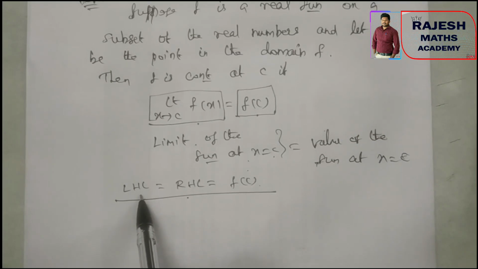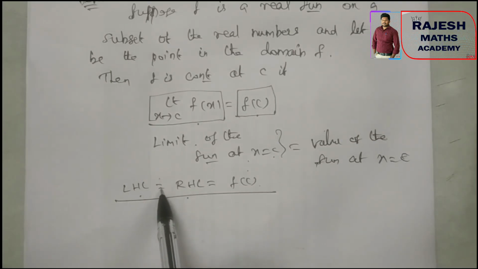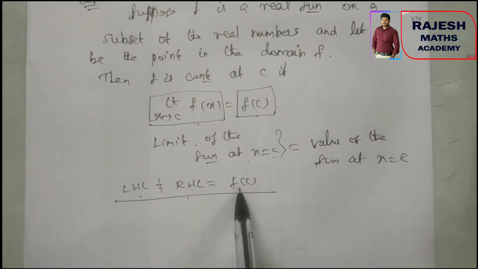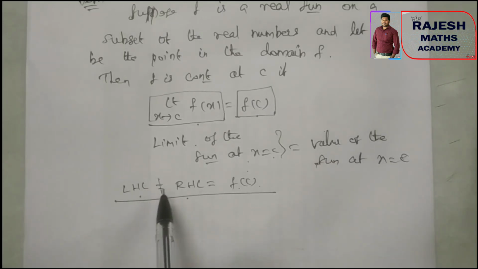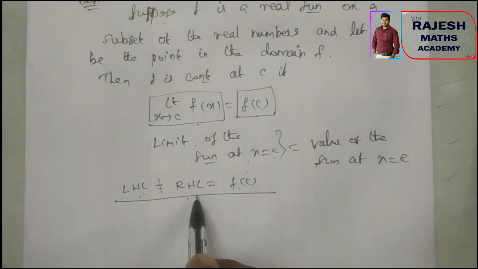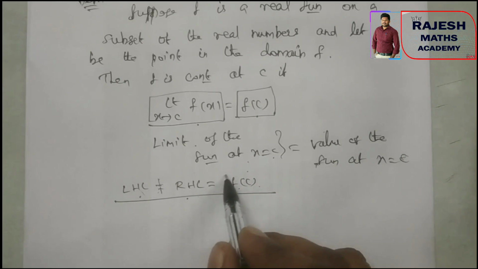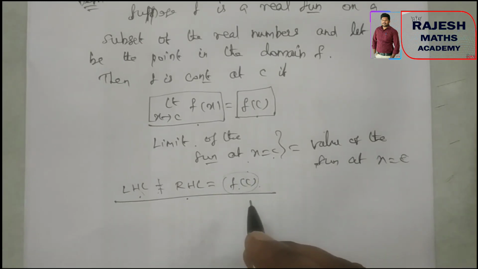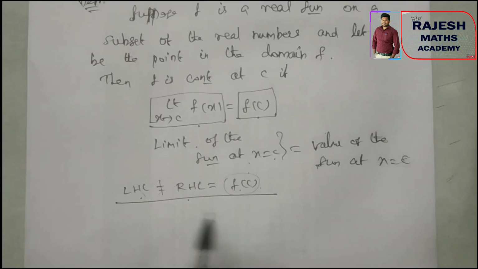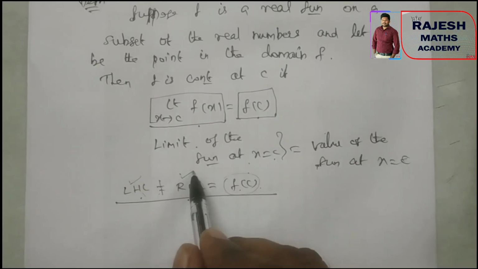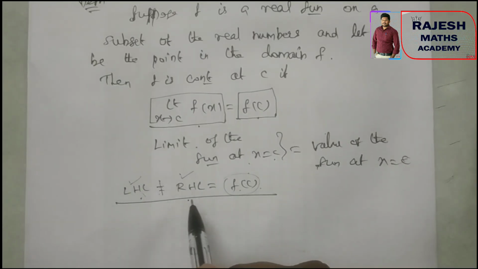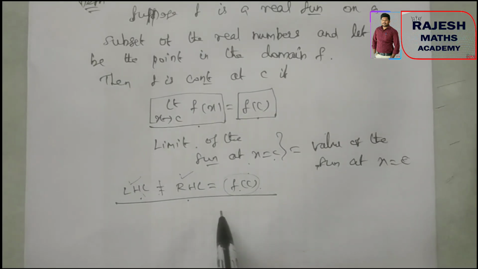If LHL is not equal to RHL, we can say that the function is not continuous at x equal to c. Or if LHL is equal to RHL but not equal to the value of the function, in that case also we can say that the function is not continuous at x equal to c. And the third case, if any one of the LHL or RHL does not exist, we can also say that it is discontinuous at x equal to c. Clear? So now we will see some results from continuity.